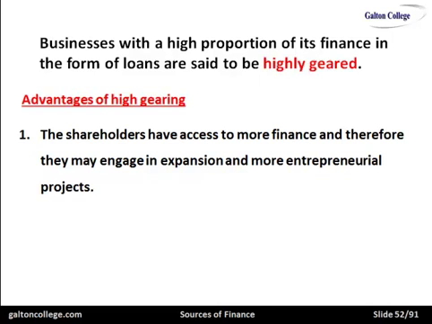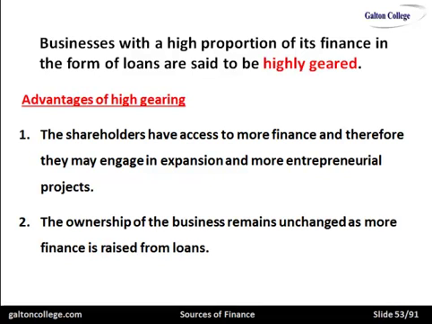There's a lot of loan outstanding. The business owes a lot of its perhaps its future revenues to the banks. But it does enable the business to perhaps expand or diversify its product range. The ownership of the business remains unchanged as finance is raised from loans. So the ownership of the business remains the same. There are no new shareholders involved. The extra finance flowing into the business comes from the banks.